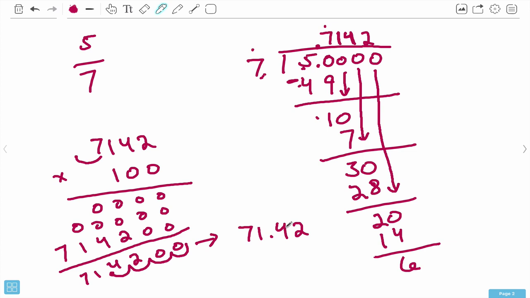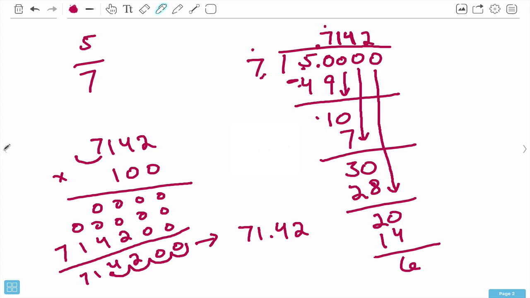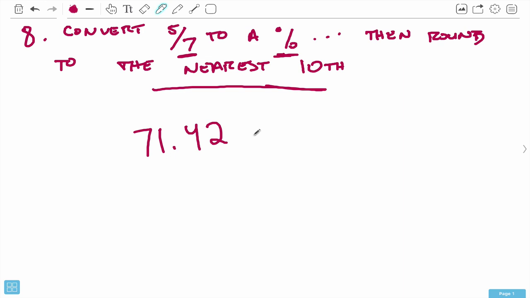71.42. Now if we remember, if we go back to the other page, it says convert to the nearest tenth. So actually, let's go back over here. 71.42. We have to round it to the nearest tenth. So if you're new to rounding numbers, the first number to the right of the decimal is the tenth. The second one is the hundredth. The third one, which in this case we don't have, is the thousandth. And so on.